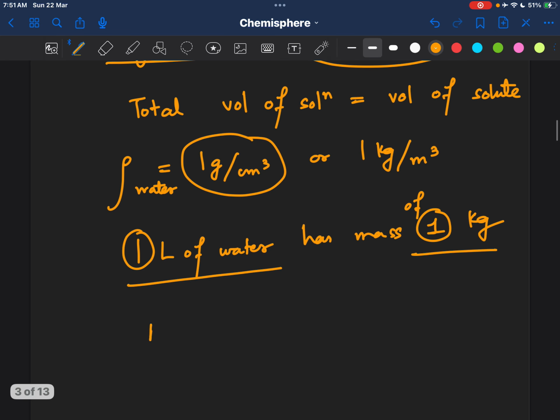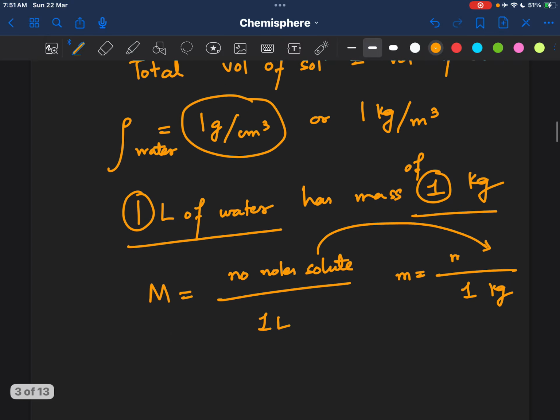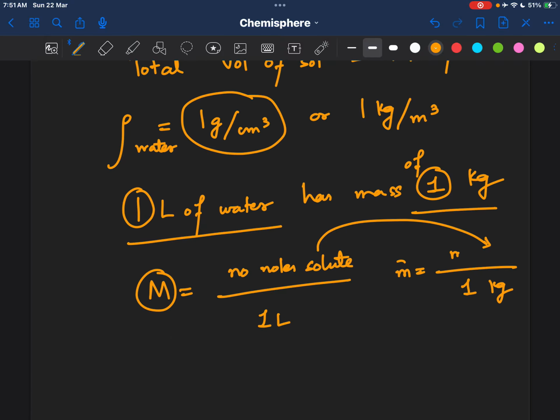And we know that molarity is the number of moles of solute by the volume of the solution, that is 1 liter, and molality is again the number of moles of solute divided by the mass of the solvent. Since the amount of solute considered is very less, this is also going to be 1 kg. So therefore numerically molarity and molality come out to be the same. So you will understand why I am discussing this fact here.